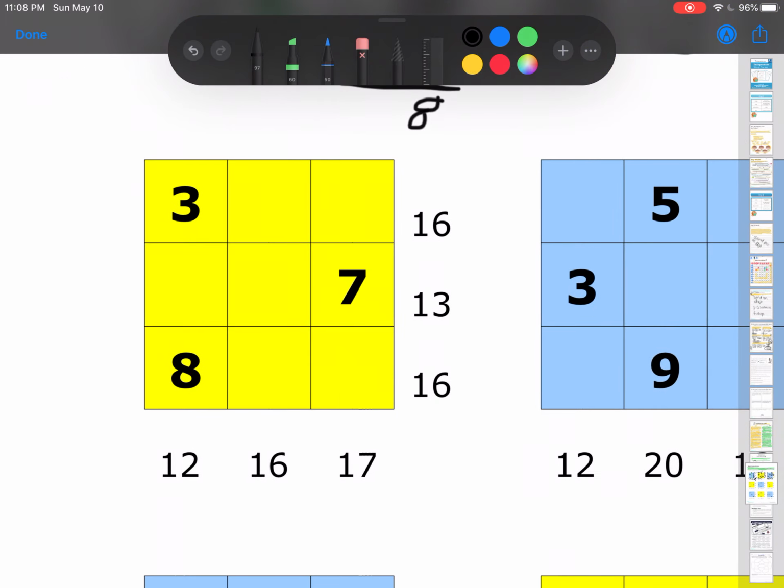3 plus 8, I need to get to 12. So 8, 9, 10, 11. One more, that's 12. 7 plus 1, that's 8. I need to get to 13. So 8, 9, 10, 11, 12, 13. That's 5.